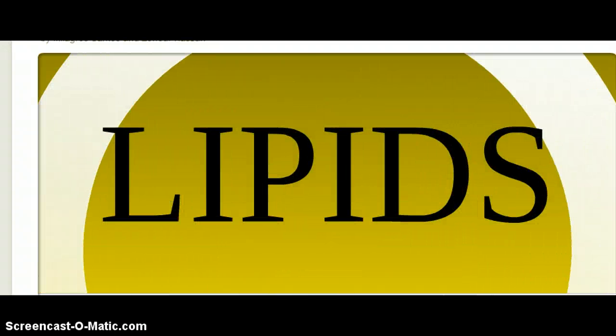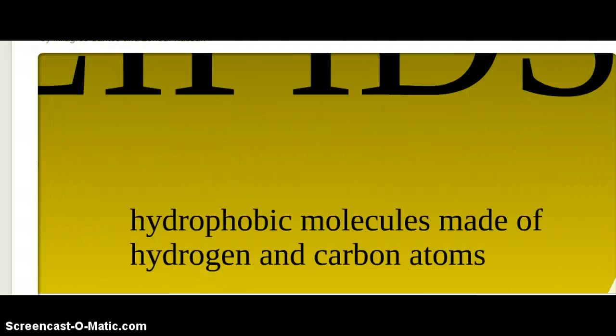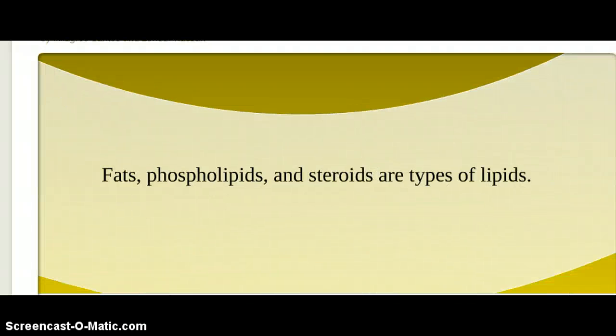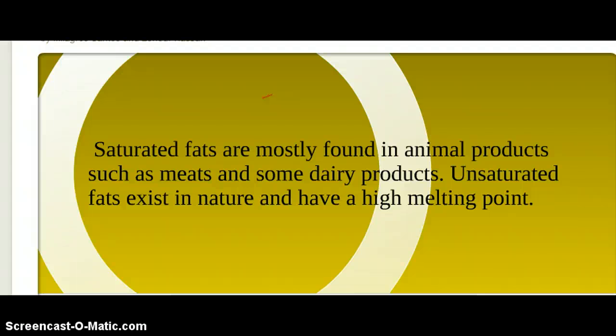Lipids. Lipids are hydrophobic molecules. The main characteristic of all lipids is that they are nonpolar, making them insoluble in water. There are various types of lipids. These include fats, phospholipids, and steroids. Fats mainly function in storing energy. Hydrophobic molecules are made of hydrogen and carbon atoms. Saturated fats are mostly found in animal products such as meats and some dairy products. Unsaturated fats exist in nature and have a high melting point.